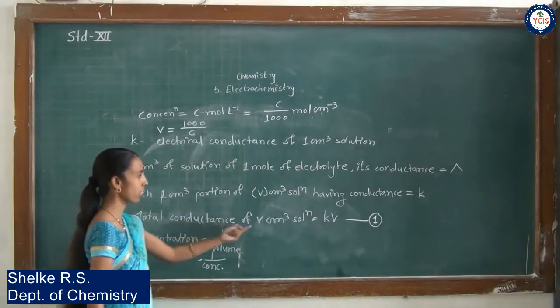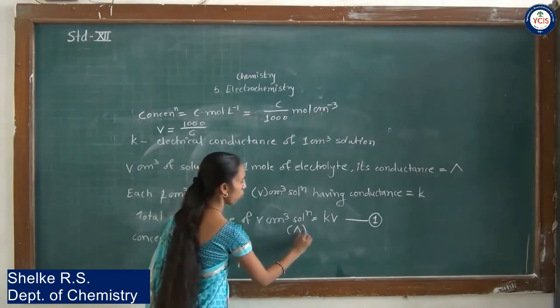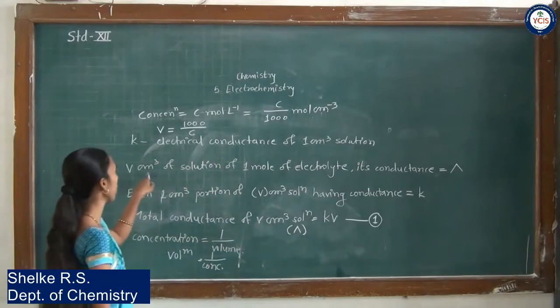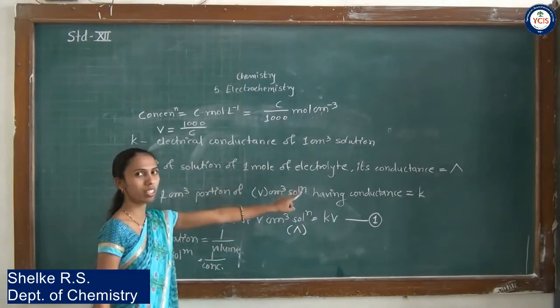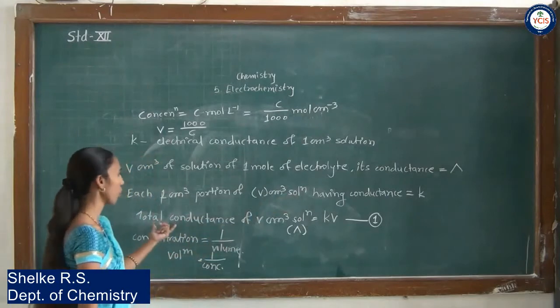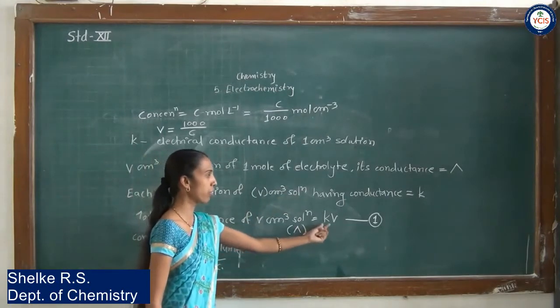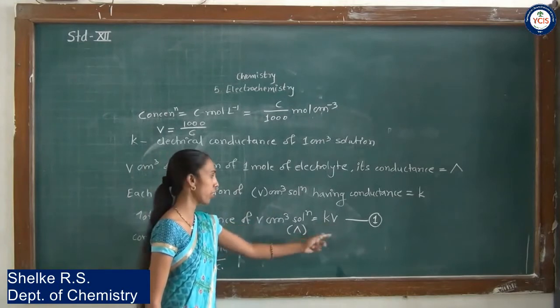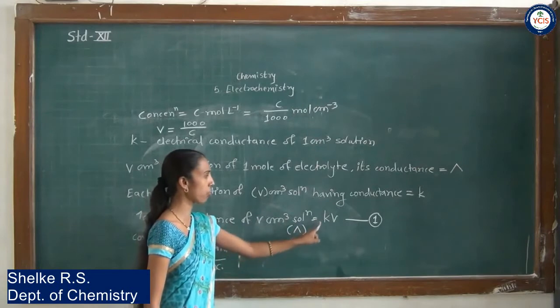And total conductance of V cm cube of solution is nothing but what? That will be molar conductivity. We have written here that V cm cube of solution of 1 mole of electrolyte, its conductance is the molar conductivity. So the total conductance of V cm cube is nothing but lambda. That will be K into V. So we have taken this equation number 1: lambda is equal to K into V.